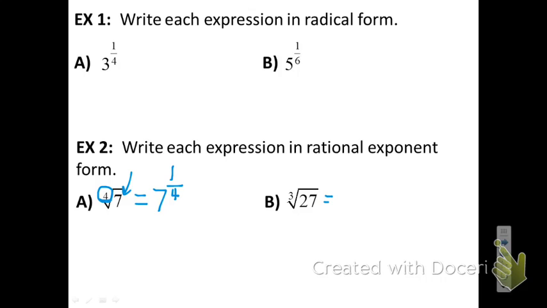On B, same idea. We have 27 as the base. The 3 right there becomes the bottom of the fraction. The exponent right there gives us the top number.